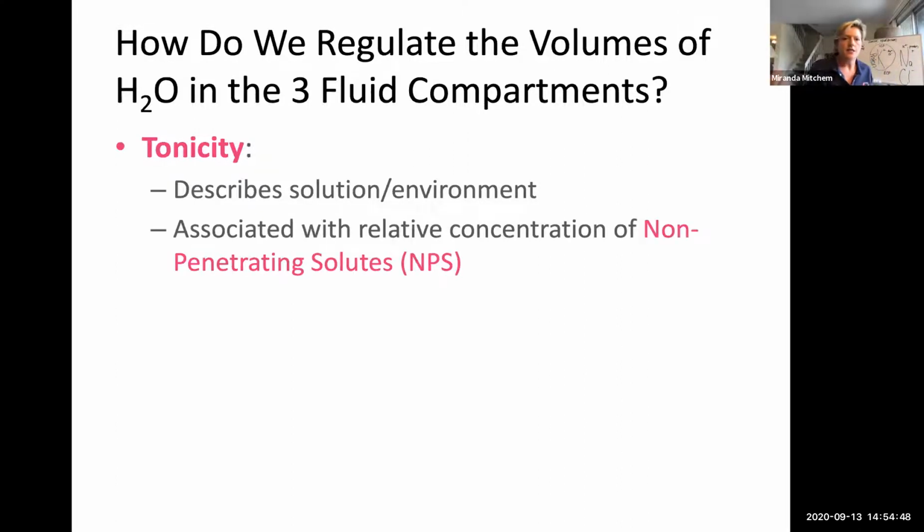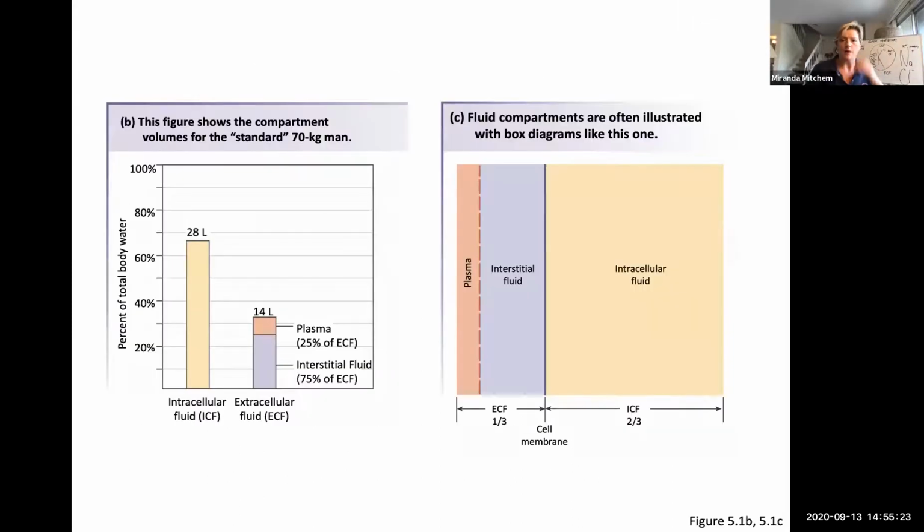And tonicity ties very importantly to what are called non-penetrating solutes. These are materials that, just as the name suggests, are not able to get through the cell membrane, at least on their own. We'll go through the list of what falls into this group a little bit later. But since we are talking about tonicity, it's appropriate to teach you at this point that it is dependent upon the concentration of those non-penetrating solutes, things that can't pass the membrane.